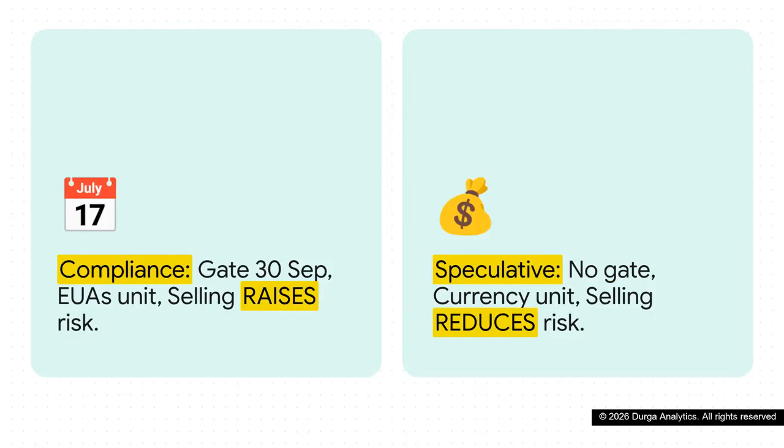For the compliance book, the control unit is EUAs and gate status, complete with a hard deadline, a gate, on September 30th. For them, selling inventory actually raises risk. But conversely, the speculative book has no gate. Its control unit is currency, and for them, selling reduces risk. Purpose is a hard controlled data field that dictates absolute opposites in how the desk behaves.